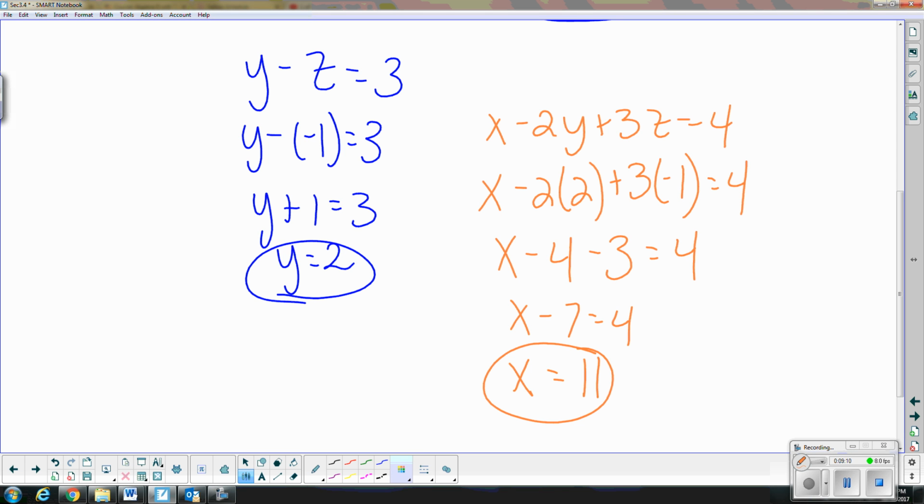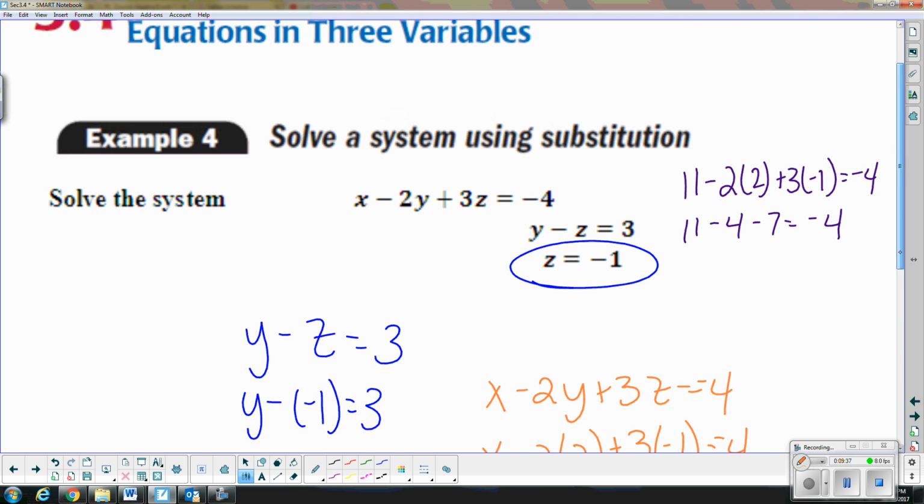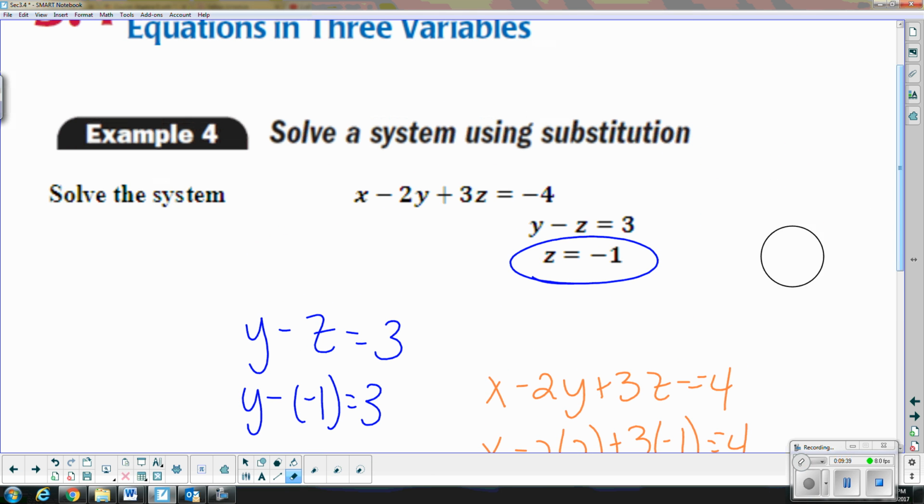This should be x minus 2 times y plus 3 times z equals -4. So down here, when I add 7 to both sides, I should get x equals 3, not x equals 11. So x should equal 3. So now I'm going to go back here. I'm going to try it again.